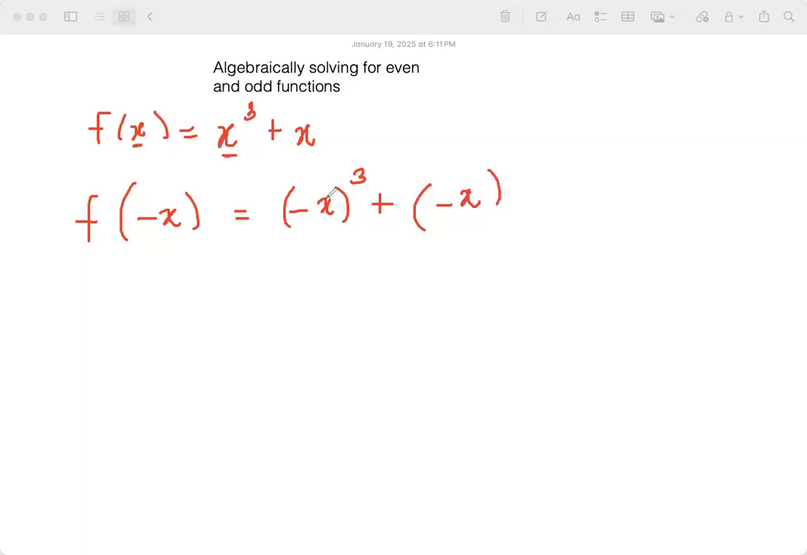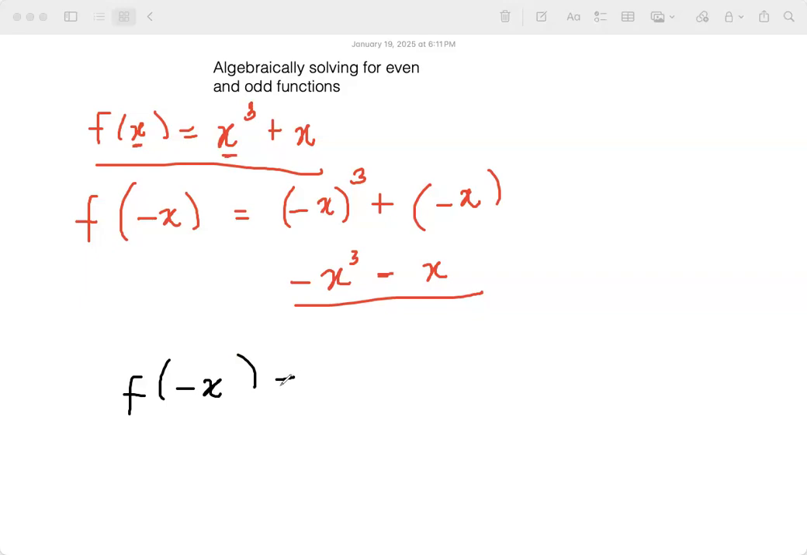Minus x is a negative number basically, so that when cubed will result in negative x cubed. And then this will be a negative x. So here, what do you see? How do you compare this with this? Clearly, I see f of minus x can be written as, I take the minus out and write it as x cubed plus x. When you look at it, f of minus x equals negative of f of x.